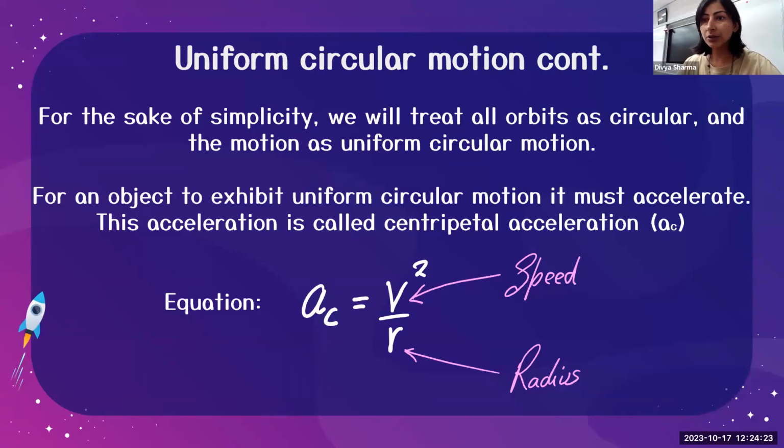Let's move on. For the sake of simplicity, we will treat all orbits as circular, because you will be seeing questions like a satellite around Earth, moon around Earth, Earth around sun, a planet around a star, a satellite around a planet.